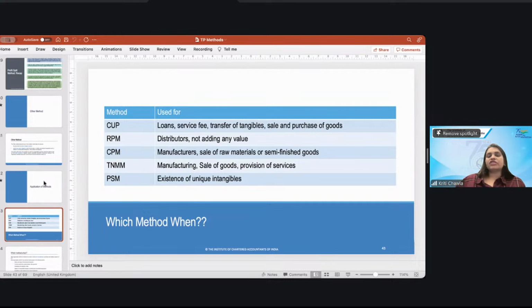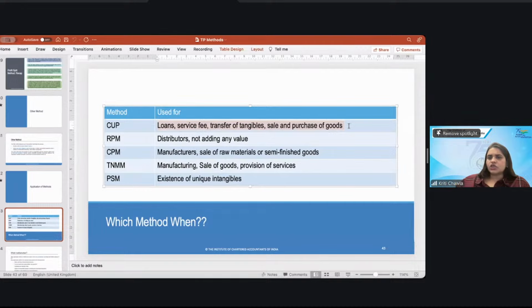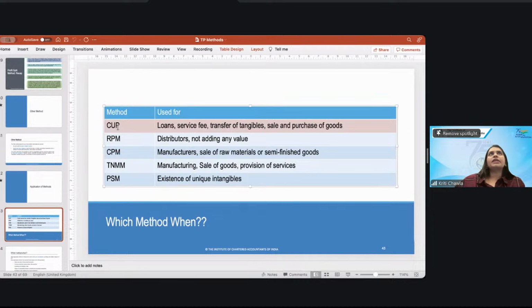The first one actually talks about the CUP method. I have given a reason, and I have given examples of transactions where the CUP method can be useful. So it could be a loan transaction, a service fee transaction, a transfer of goods, a transfer of intangibles, sale and purchase of goods, etc. These are the kinds of transactions where CUP, or the comparable uncontrolled price method, is useful.